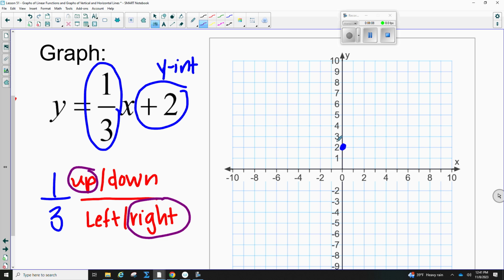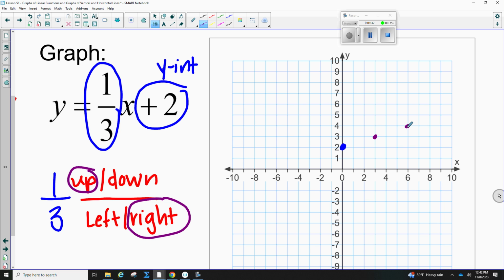So you're going to put your point on 2. Everybody put your pencil on 2. Start here. Now we all go up 1. Don't put a point yet. Just go up 1, and we go right 3. Put a point. Now everyone should be on this point. Now I'm going to go up 1, right 3, put a point.